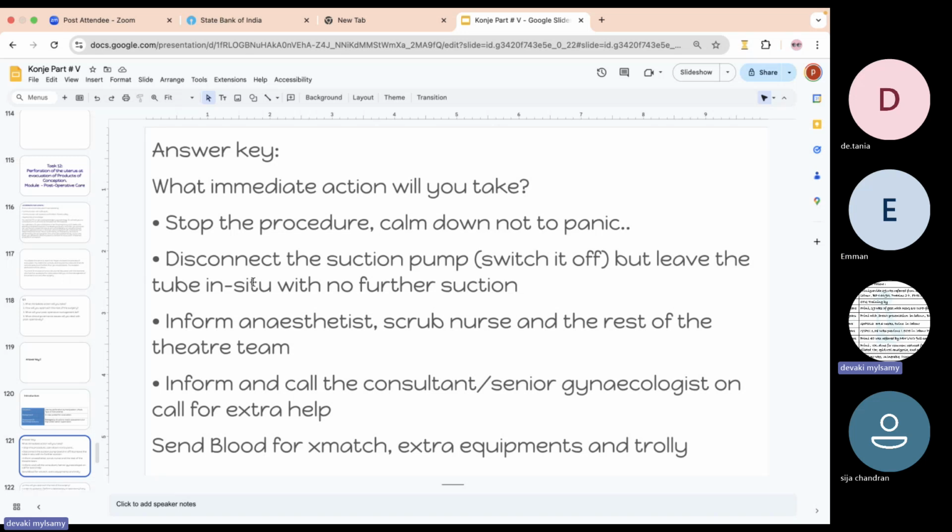Then you mentioned disconnection of the suction pump. If it is so, do not make any attempts to remove the instrument, because if there is any vascular injury, the bleeding might be there. Inform anesthetist, scrub nurse, rest of the theater team. You informed your consultant also, or any senior consultant, whoever will be available, and call for extra help. These things, did you mention extra equipment, trolley, and blood cross match? I didn't hear these sentences.